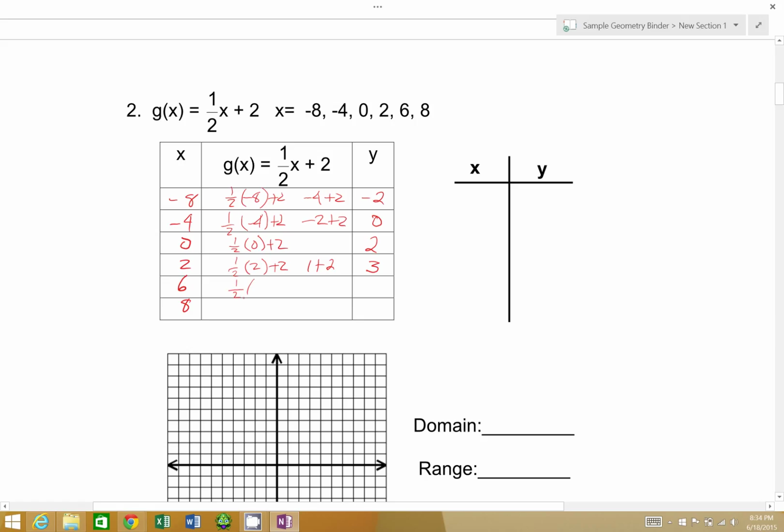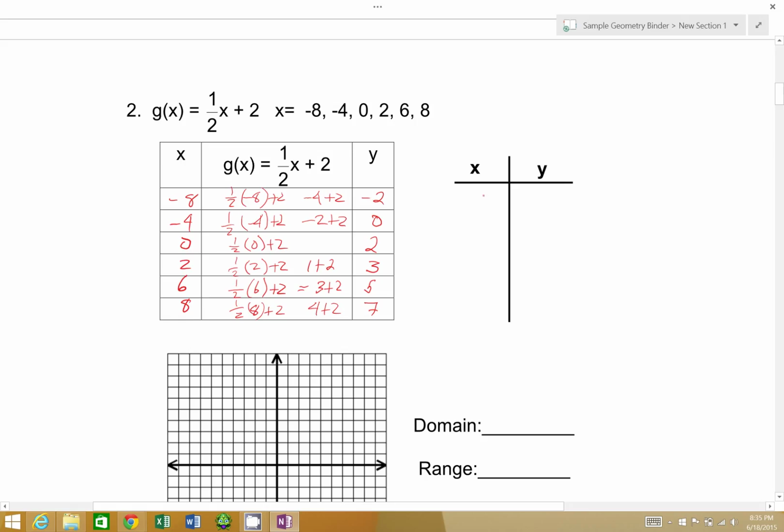1/2 times 6 plus 2 gives me 3 plus 2, which gives me 5. And finally, half of 8 plus 2 gives me 4 plus 2, which gives me 7.